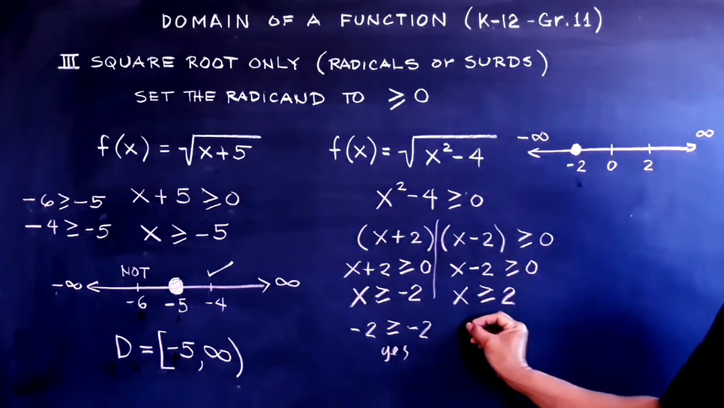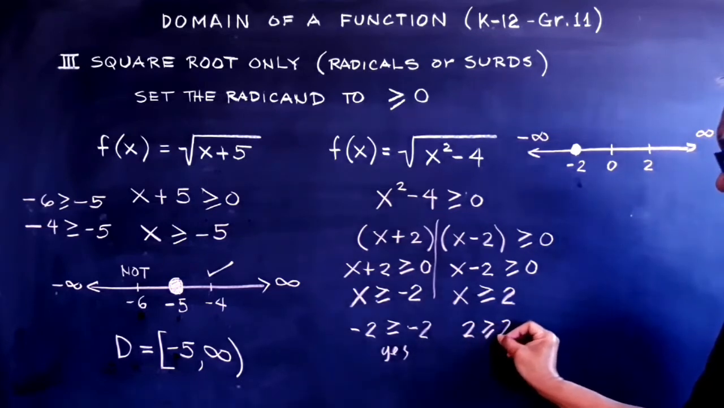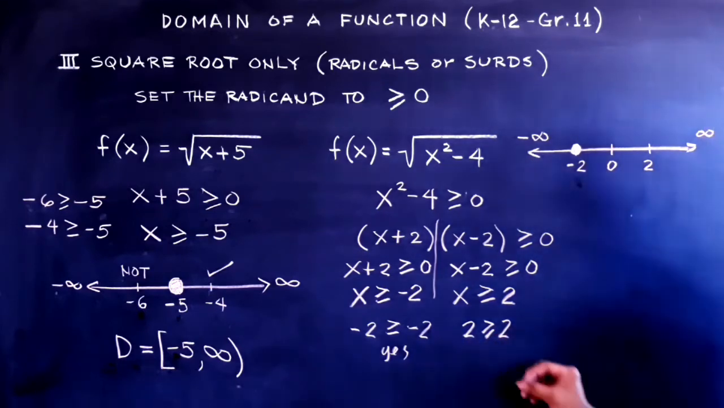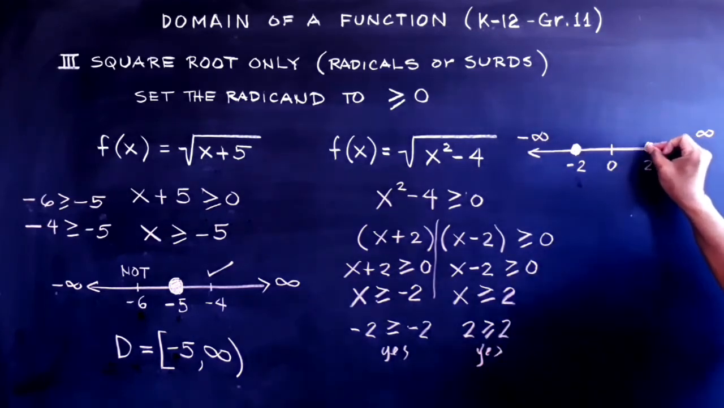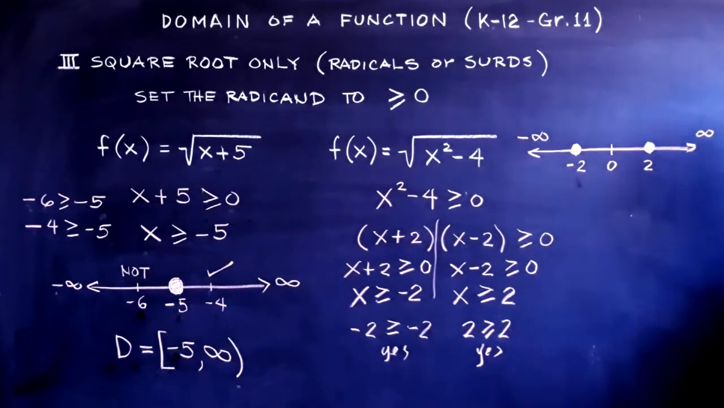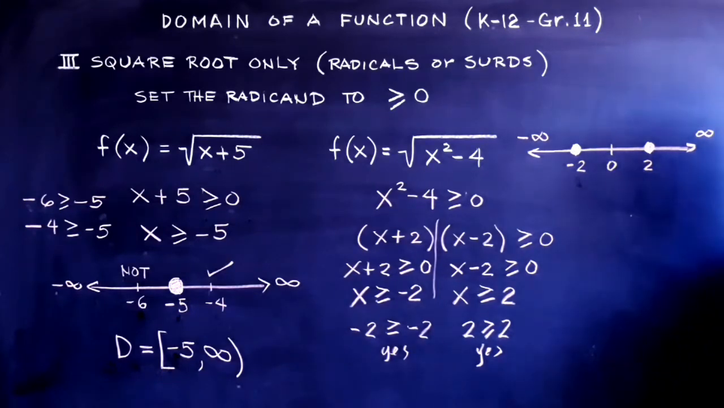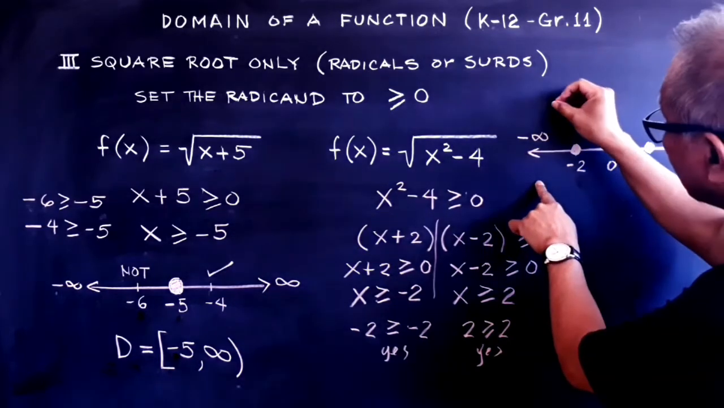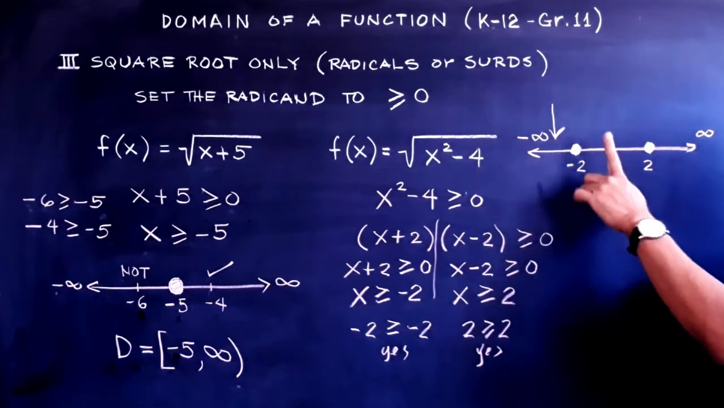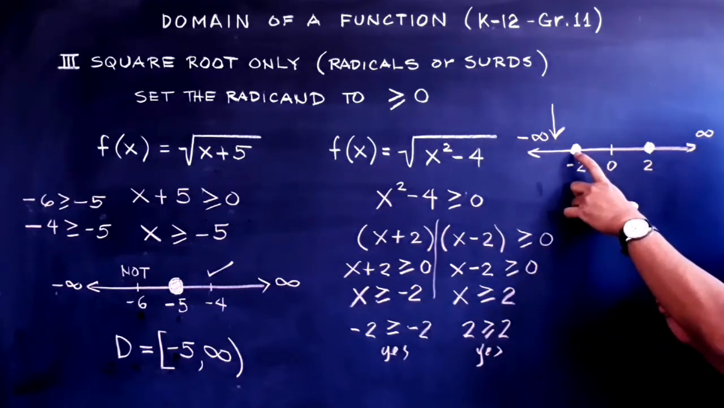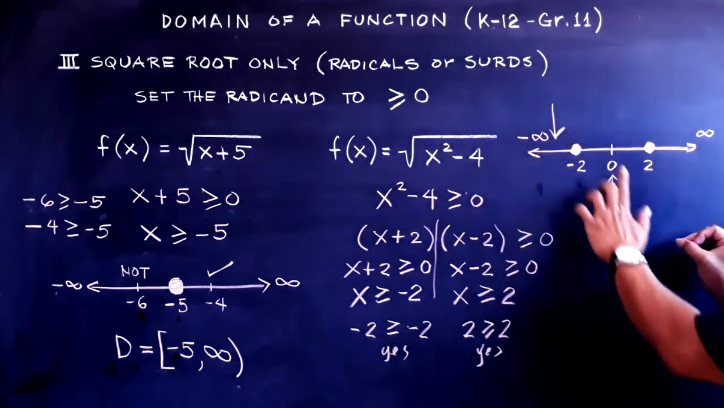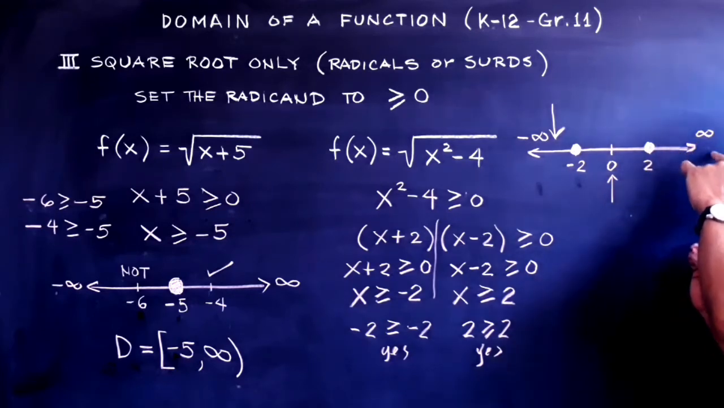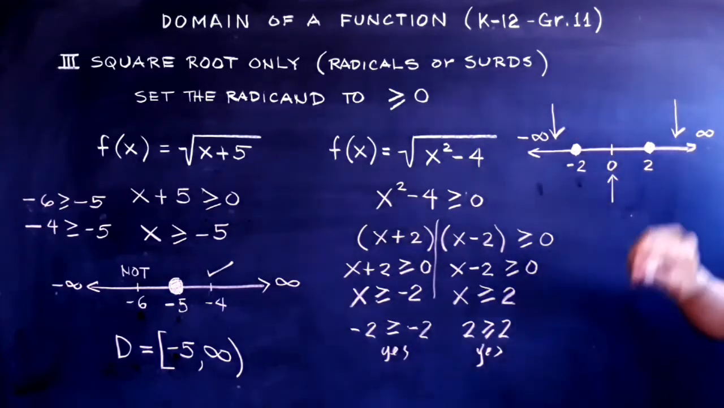What about this one? Let's check the 2. 2 is greater than or equal to 2 here. Is 2 greater than 2? No, but 2 is equal to 2. Yes, so the 2 is also included. Now, we have 3 regions to test. The first region is from -2 to negative infinity. The second is the region between -2 and positive 2. And the third one is from positive 2 to positive infinity. So we are going to check these 3 areas.